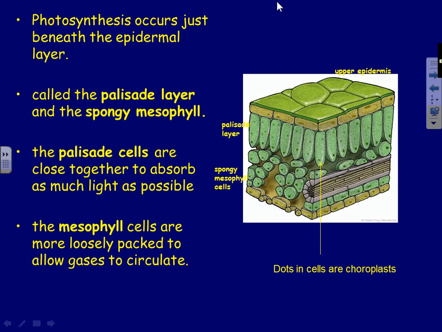The palisade layer is all lined up so that lots of photosynthesis can take place and lots of light can be absorbed. And the mesophyll is loosely packed because gases come and go through the bottom of the leaf. The carbon dioxide comes in the bottom and the oxygen goes out. So the reason the bottom of the leaf has all of this space in here is to allow air to come in and go out. So oxygen leaving, carbon dioxide coming in as well.